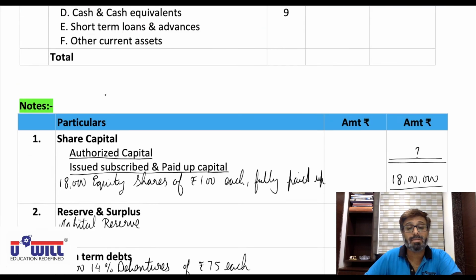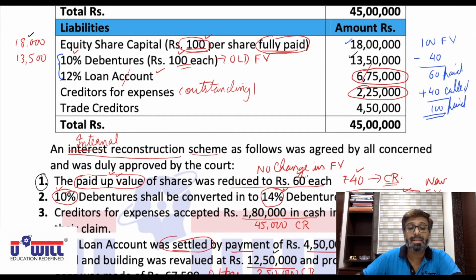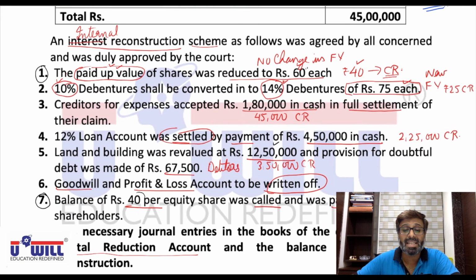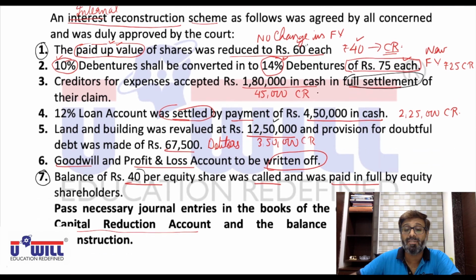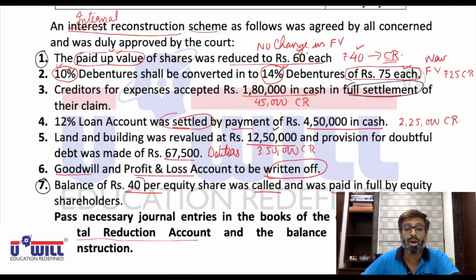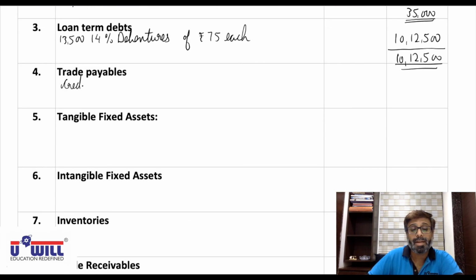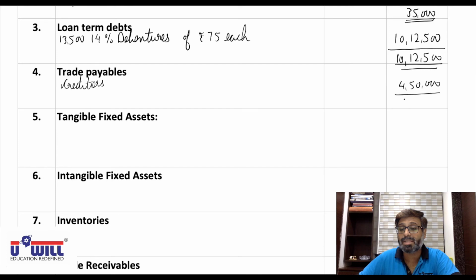Trade payables, do we have in balance sheet? Yes. Okay, creditors for expenses also get closed because they are fully settled. In third adjustment, they are fully settled by paying 180, so they will also not come in the balance sheet. Trade creditors 4,50,000 are not affected in any of the adjustments, so they remain as it is. Creditors 4,50,000. They are not affected in any of the adjustments. Total also 4,50,000.